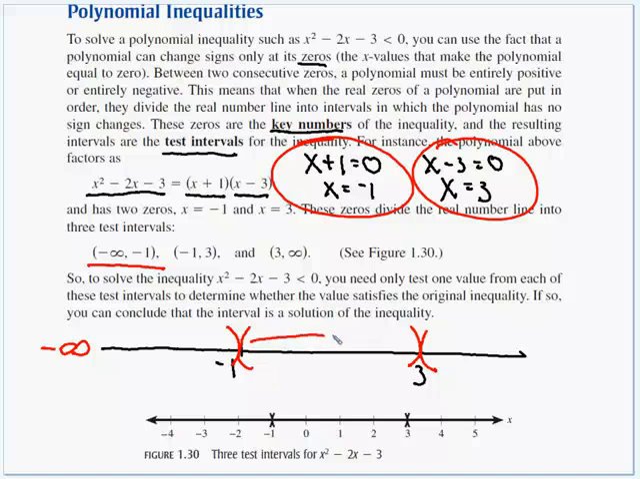And then we go from negative 1 to 3, the two numbers that we just found. And then from 3 we head off as far as we can go to the right, all the way to infinity. So we have these 3 test intervals now. To solve the inequality, x squared minus 2x minus 3 is less than 0, we only need to test a value from each of those intervals to determine if the value satisfies this original inequality. If so, we can conclude that the interval is a solution to the inequality.